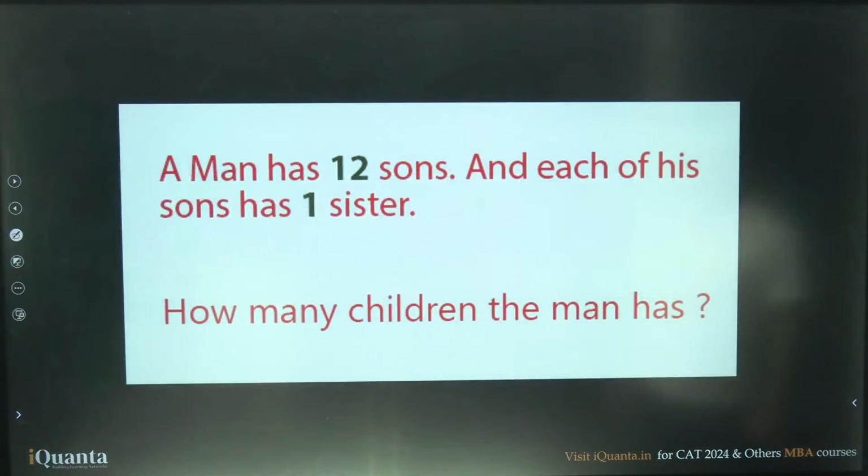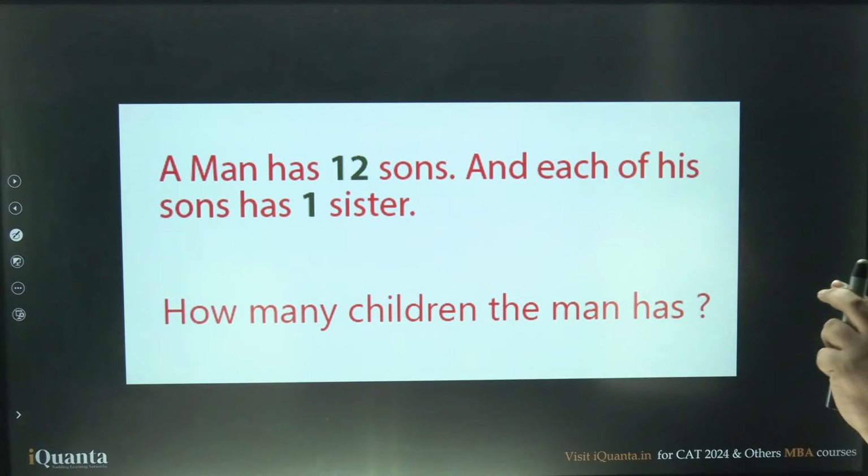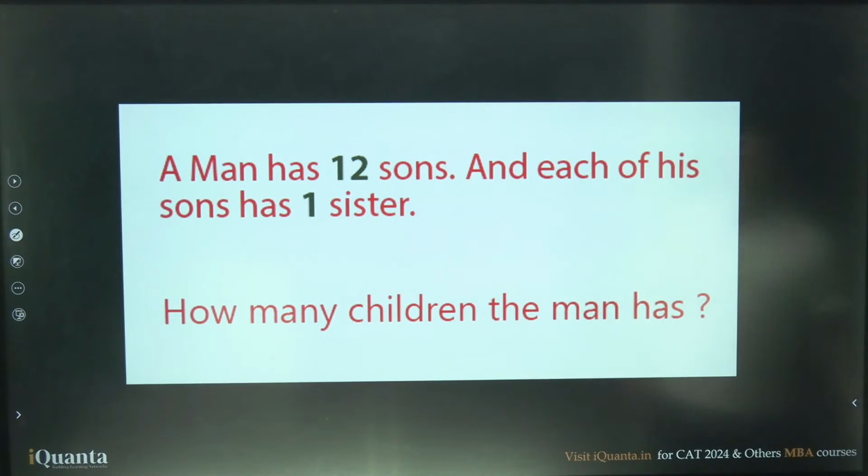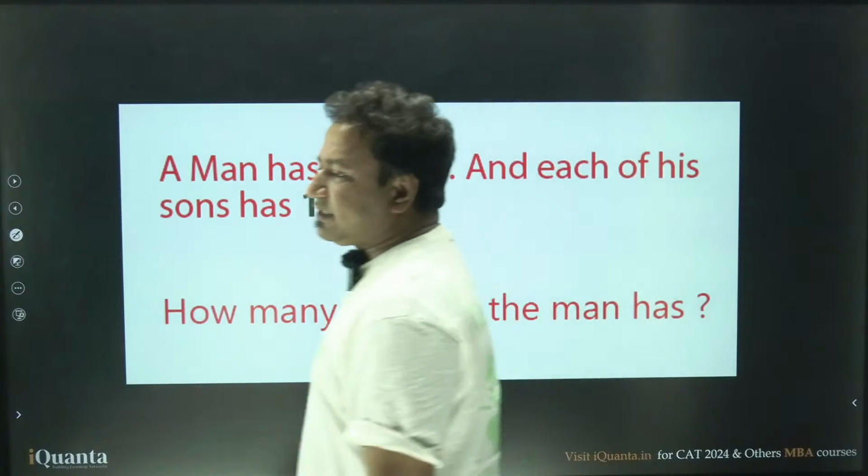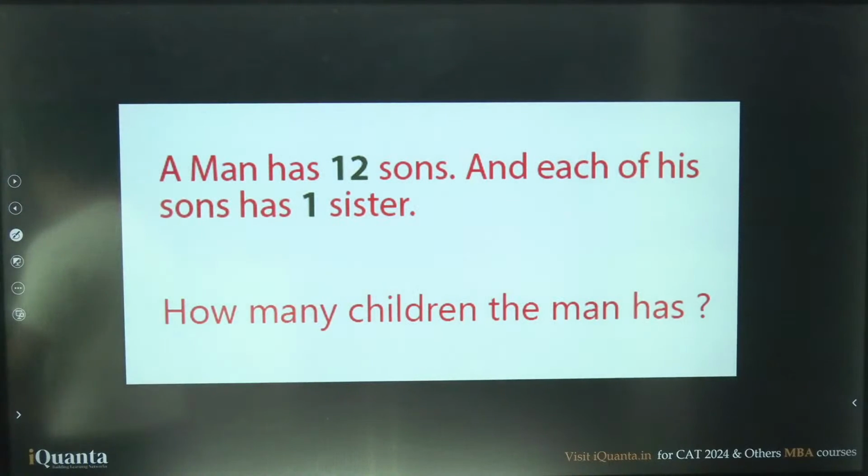Okay, so let's start with a very basic puzzle. A man has 12 sons and each of his sons has one sister. How many children does the man have? Of course, this is not a CAT level question, but we'll start thinking with very basic things and we'll move ahead with the difficult puzzles. So tell me the answer.